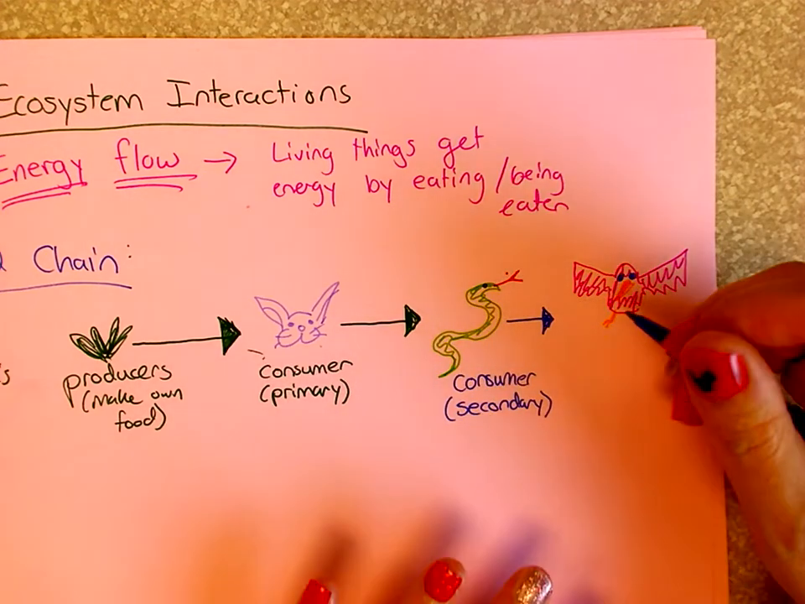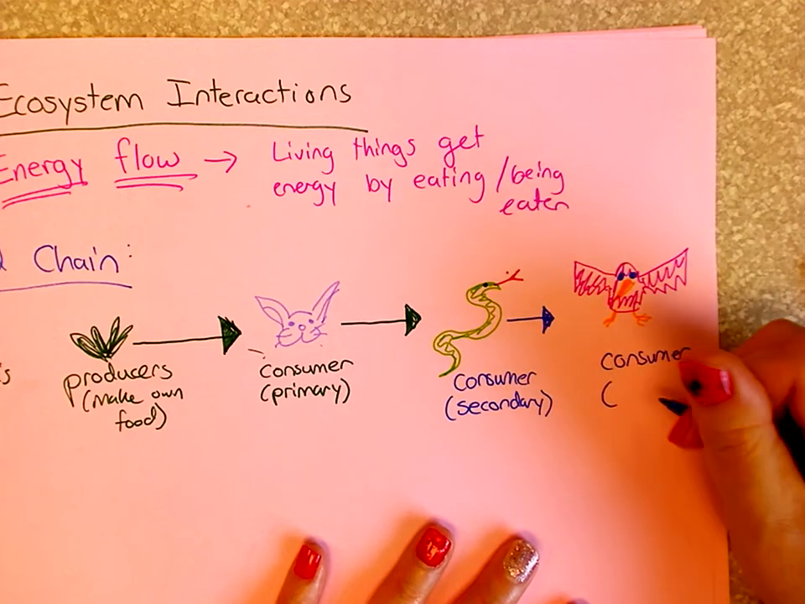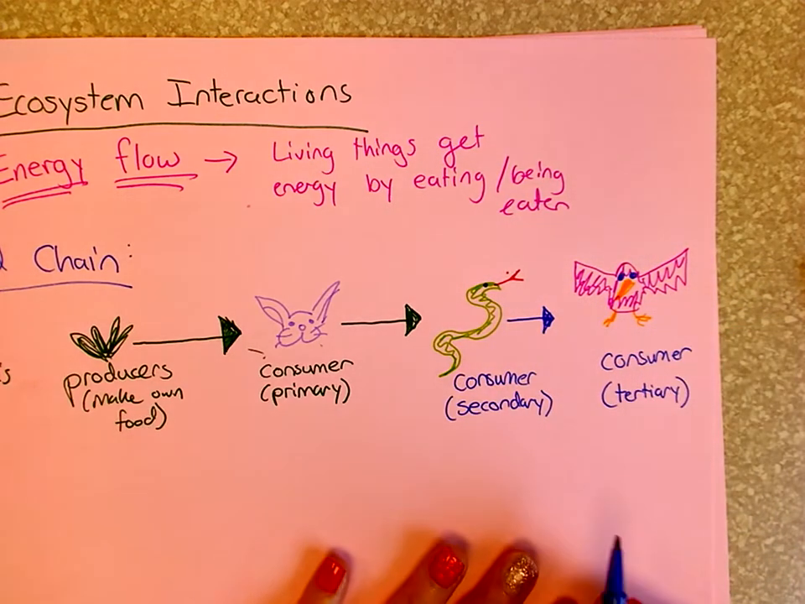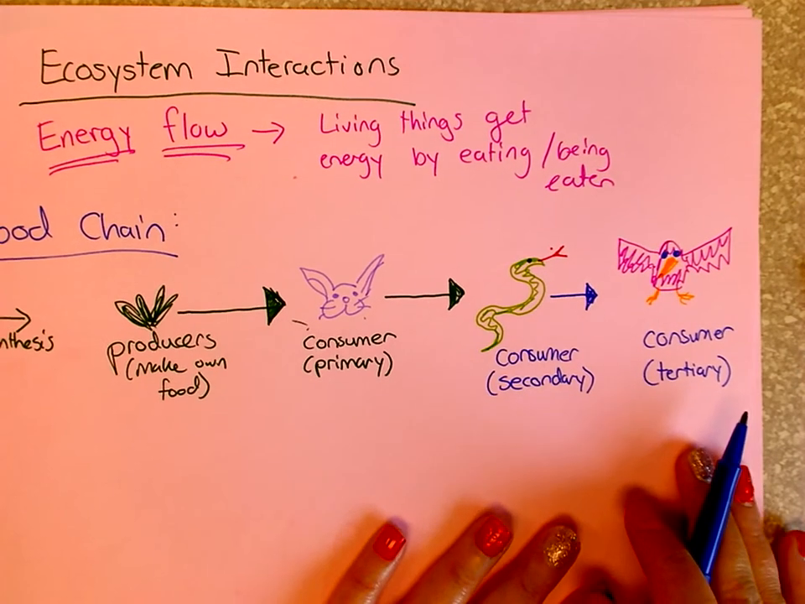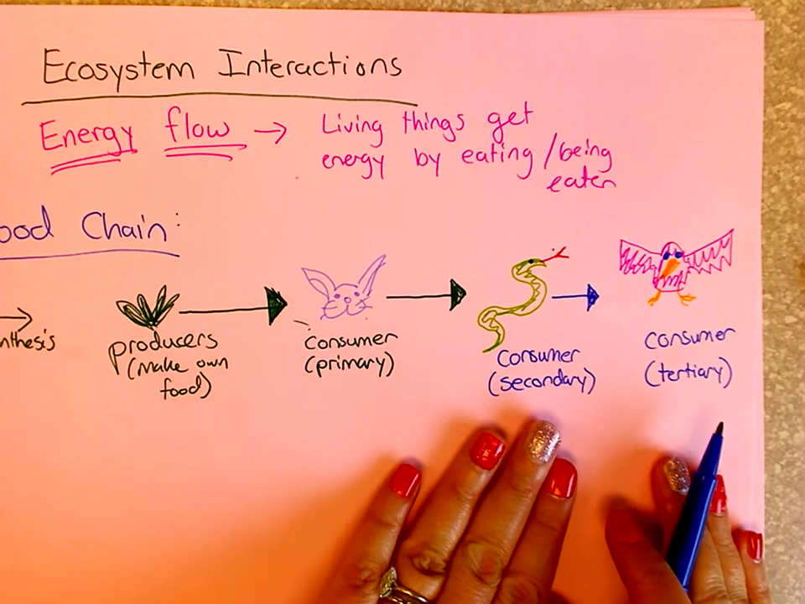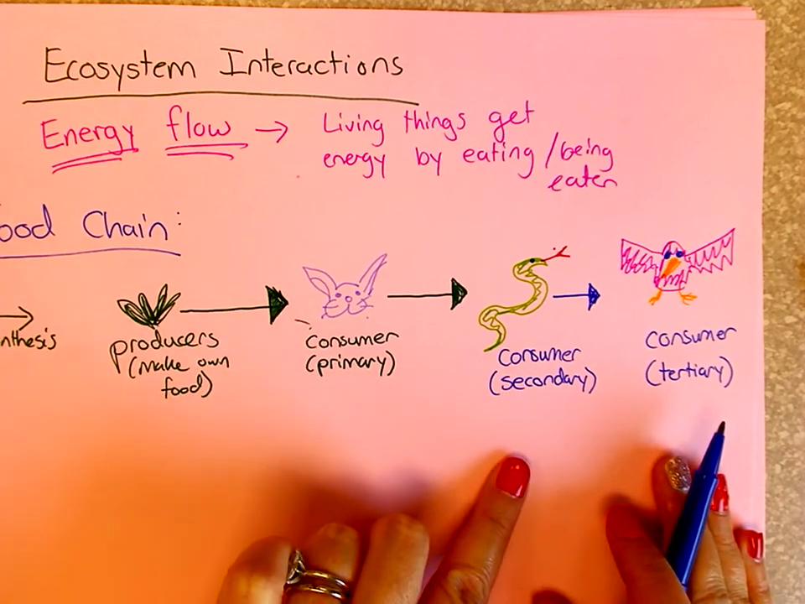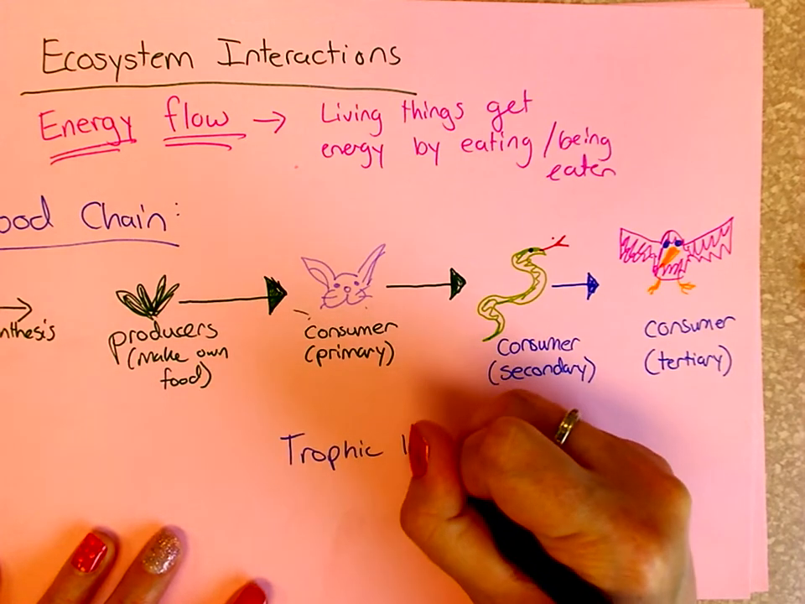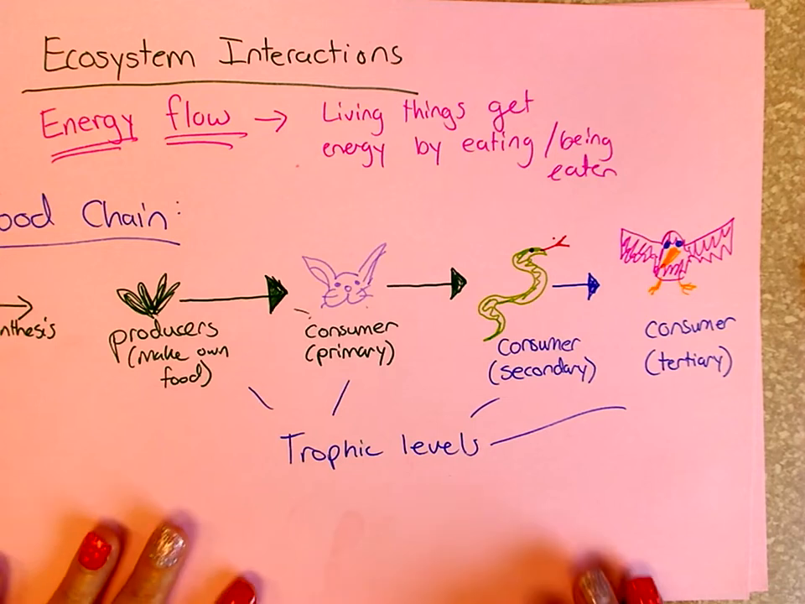We call him also a consumer, but we'll call him a tertiary consumer because he's the next one, the third in line for that energy. Now, that being said, this can go on and on and on. And we call each of these levels within this food chain a trophic level. All of these are considered trophic levels.